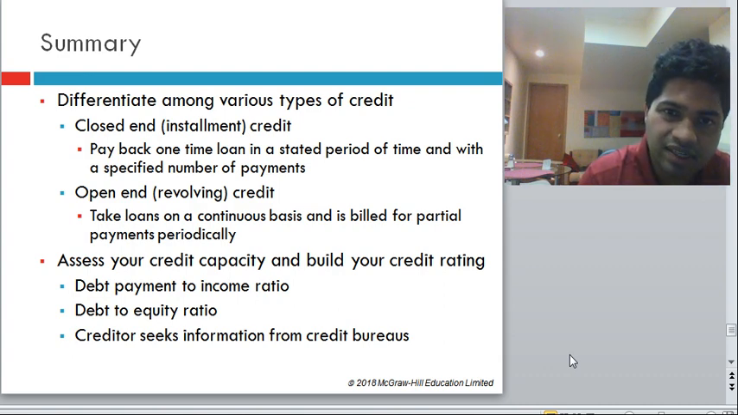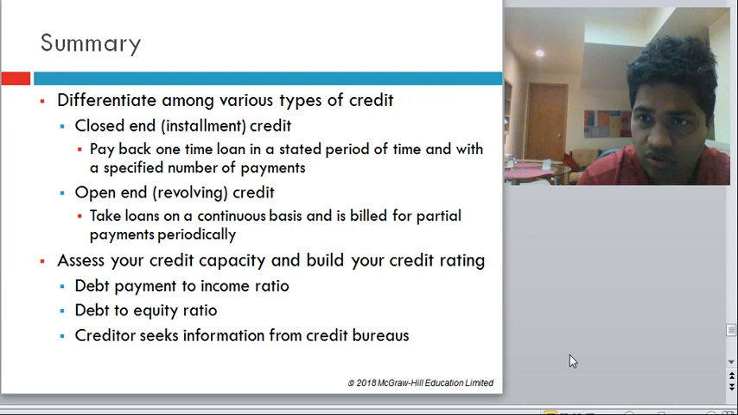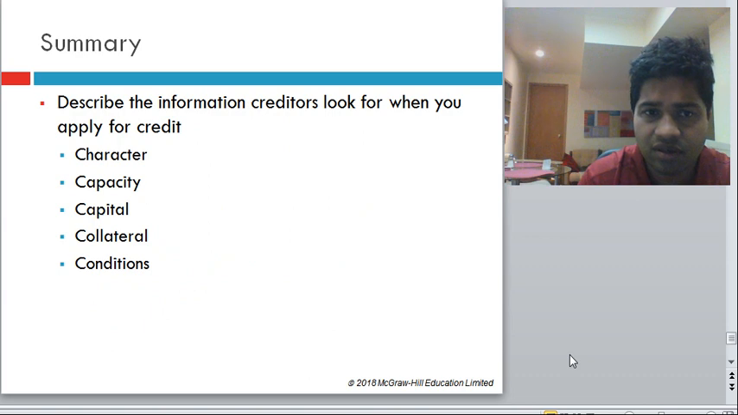We have seen closed-ended installment credit and revolving credit. Closed-ended means you use credit and you pay in installments. You buy certain things and you pay installments on it. Open-ended means you have a credit limit, and whatever you use you pay interest on. Then debt payment to income ratio and debt to equity ratio, and these are certain ratios. The 5 C's: character, capacity, capital, collateral, and conditions.